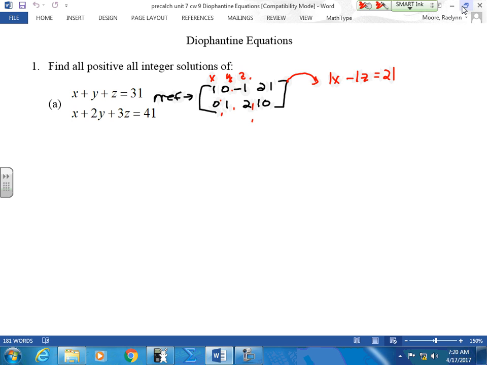Okay, so we're going to start like this. And we're going to solve this for x in terms of z. So I need this to say x equals. Over here. I need this to say x equals.